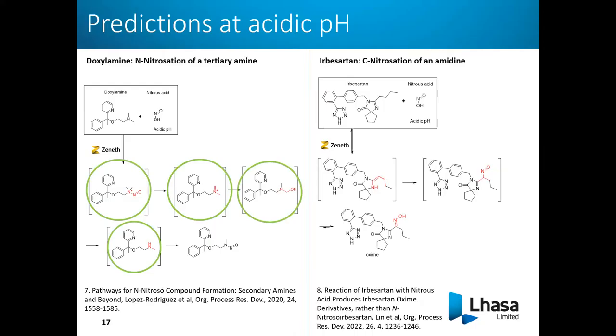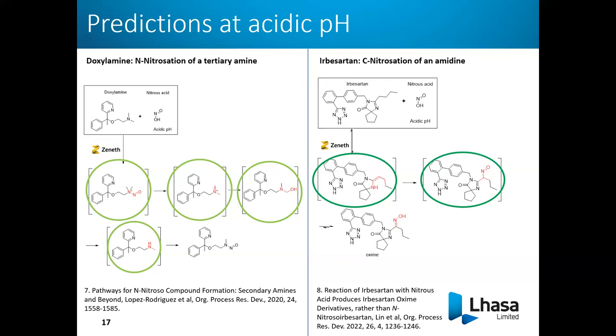For C-nitrosation of amidines, there's an initial tautomerization. This species is then attacked by a nitrosating agent at the nucleophilic carbon, and the resulting C-nitroso compound then undergoes tautomerization to the more stable oxime. And as I mentioned, that preference of formation of the oxime over formation of nitroso-irbesartan, so nitrosation on one of the tetrazole nitrogens, is evidenced in the literature. So being able to assess the potential for nitrosamine formation of your compound and whether it can form an NDSRI, this is useful knowledge, but what then?